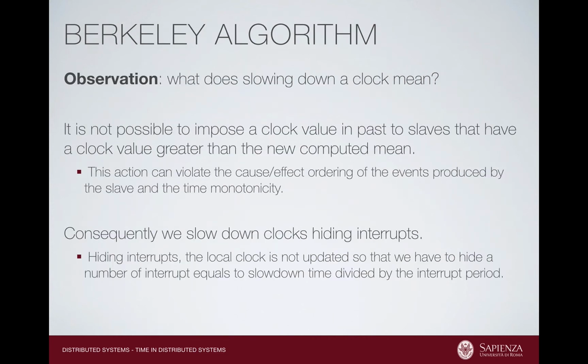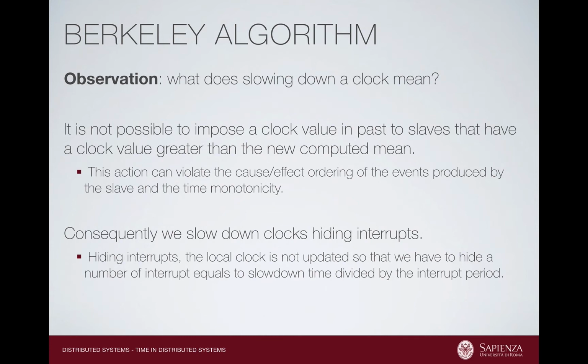And now the problem is that this algorithm can slow down the clocks of computers. And slowing down a clock is not possible. As we have seen in a previous lecture, it is really a bad thing to jump backward in the past, and you can never do that. So what you do, if you have to slow down your clock, is start masking interrupts at the hardware level. So let's say that you want to slow down your time by a factor of 2.